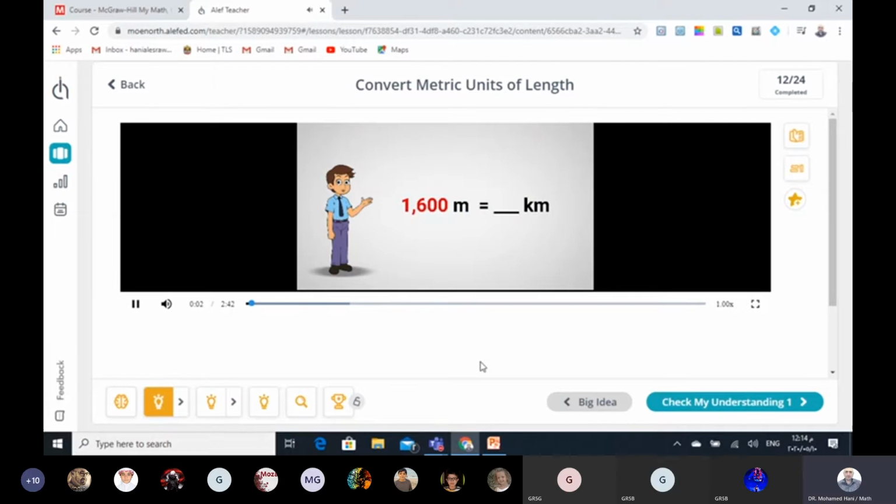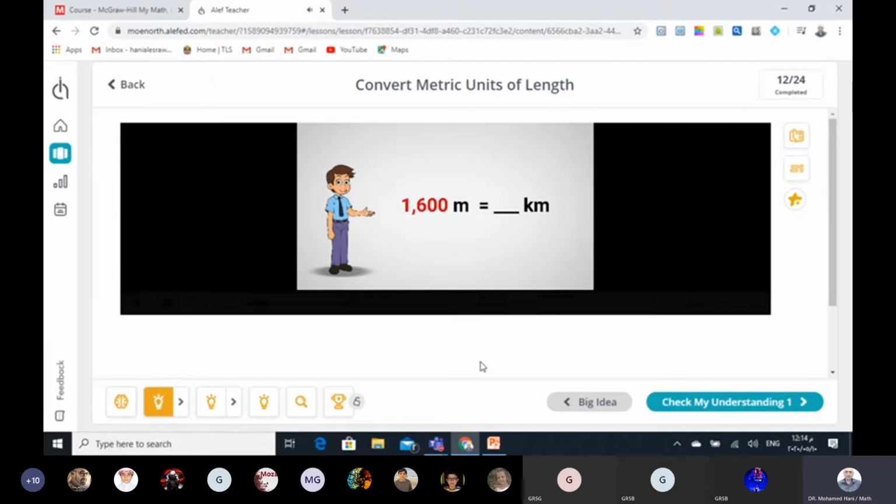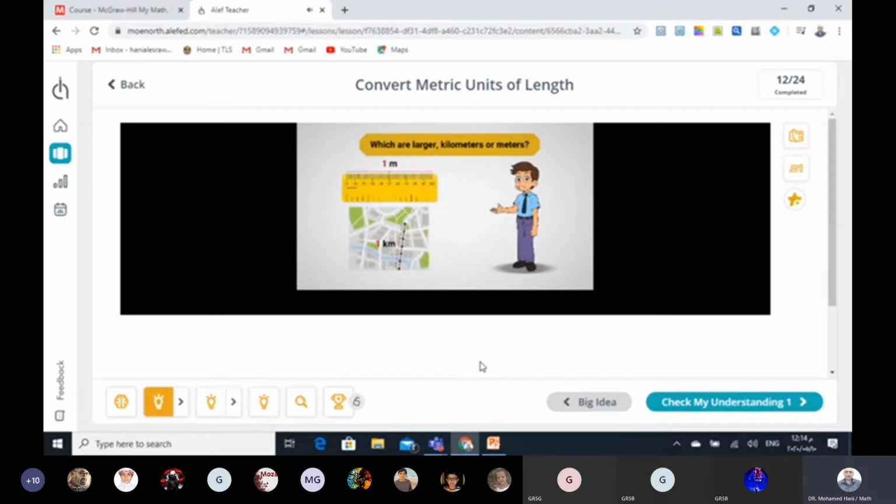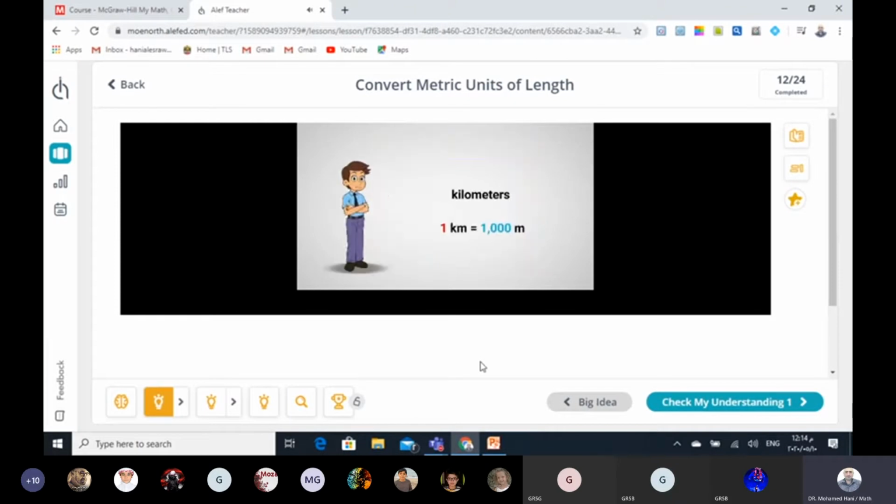Hello again. You have been learning how to convert metric measurements. Let's try this problem with meters and kilometers. 1,600 meters is equal to how many kilometers? What is the first thing you need to know? You need to know which is the larger unit. Which unit is larger, kilometers or meters?